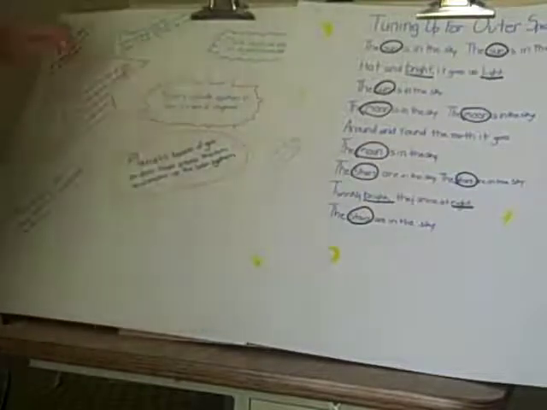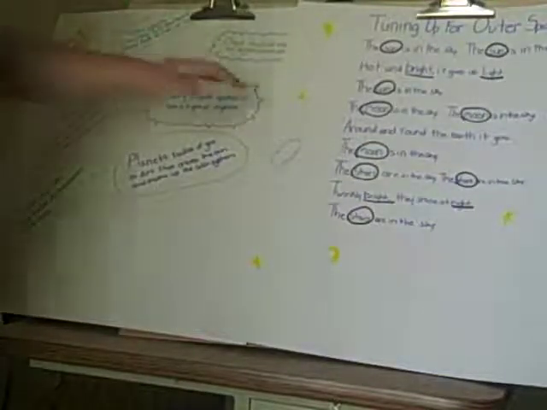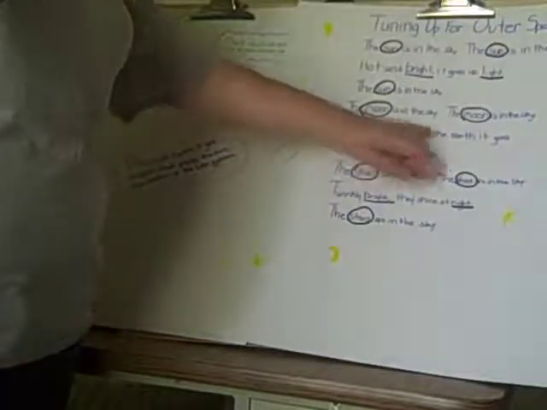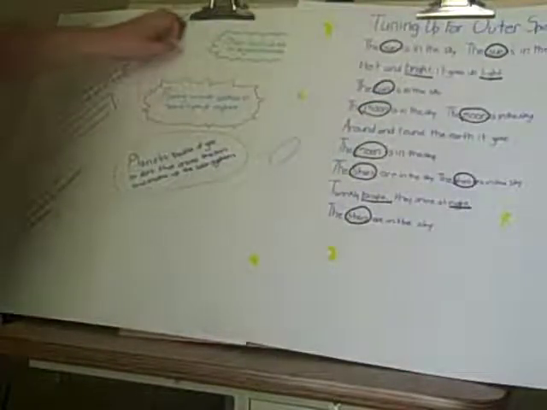Let's talk about the moon real quick. So the moon orbits around the sun, and our poem talks about how it goes around the earth. The earth also goes around the sun, so they go around the sun together. It is the round planet that shines at night.